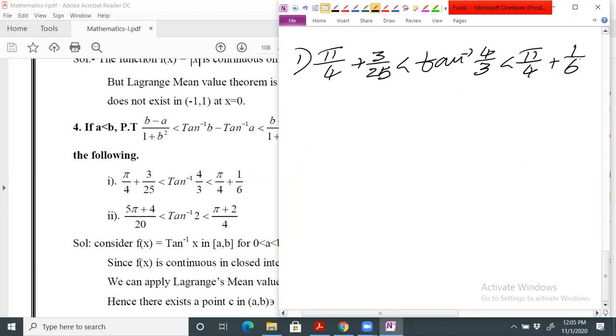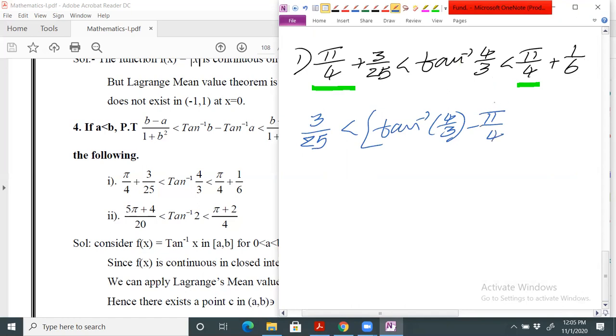For getting this, pi by 4 is there both here and here, both in addition. So I'm going to subtract pi by 4. Then we'll get 3 by 25, because we subtracted, is less than tan inverse of 4 by 3 minus pi by 4, is less than pi by 4; subtracting pi by 4 gets cancelled, then we'll get 1 by 6.